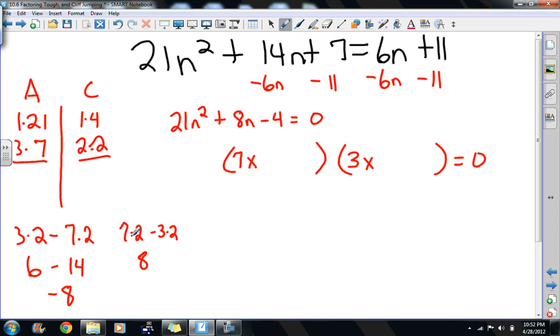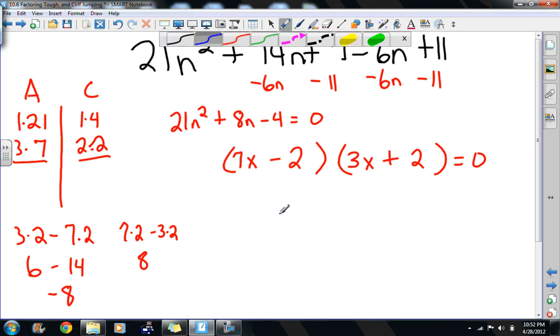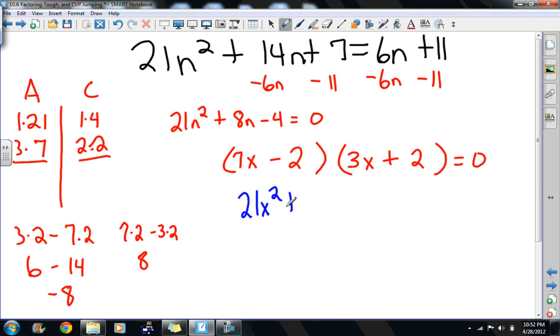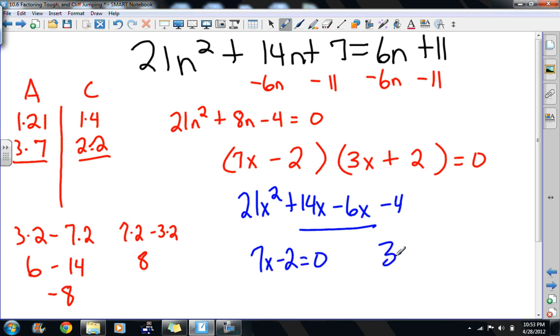I need the 7 to be multiplied by a 2, so I can't put it here. I have to put it here, and I need it positive because it was positive here. This here is a negative, so that means I need a negative 2 here. And the most important step, let's check to see if it worked. 21x squared plus 14x minus 6x minus 4. These combined for positive 8x. That means it worked. I solve by getting 7x minus 2 equals 0 and 3x plus 2 equals 0.